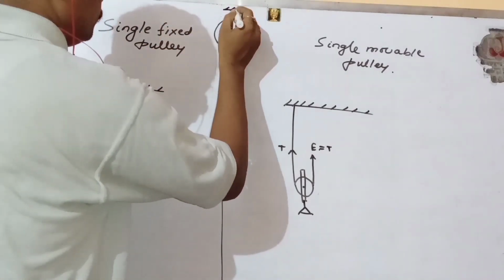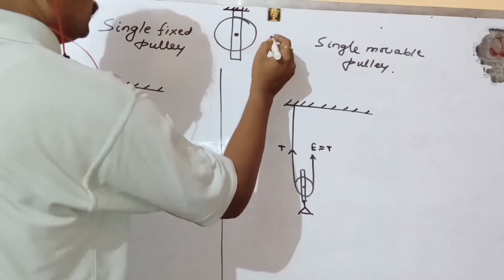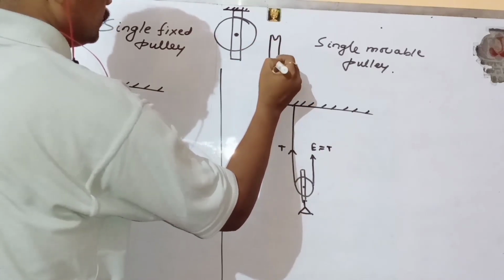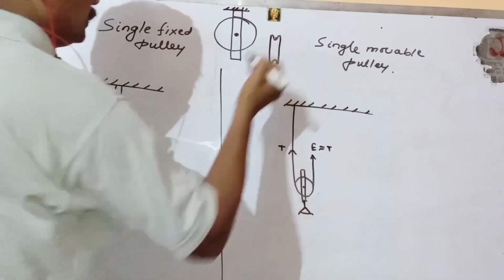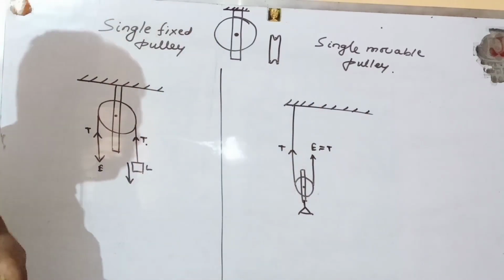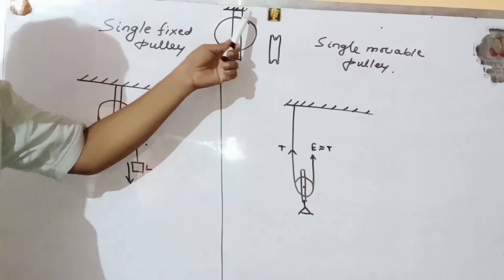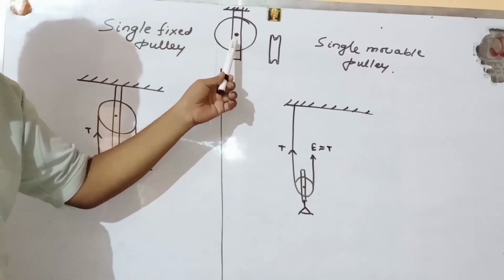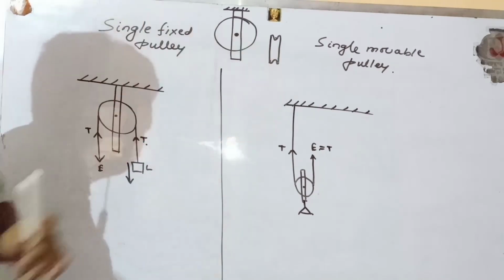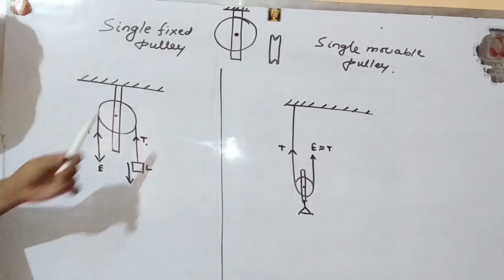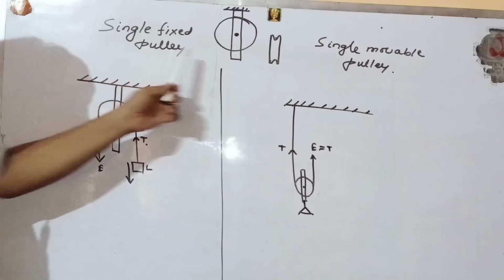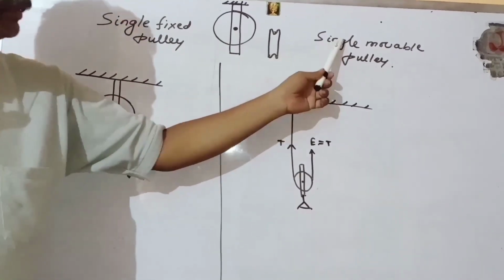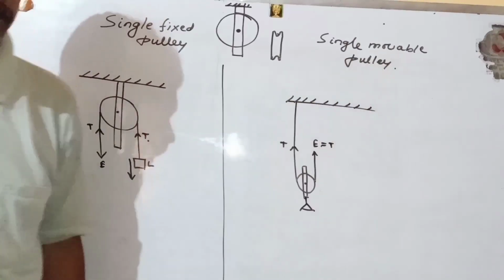There is a fixed support, and this circular disc is a grooved disc. In this groove the rope runs. So the pulley is a type of simple machine that we use for various purposes. We have divided pulleys into two categories: one is the single fixed pulley and the other is the single movable pulley.